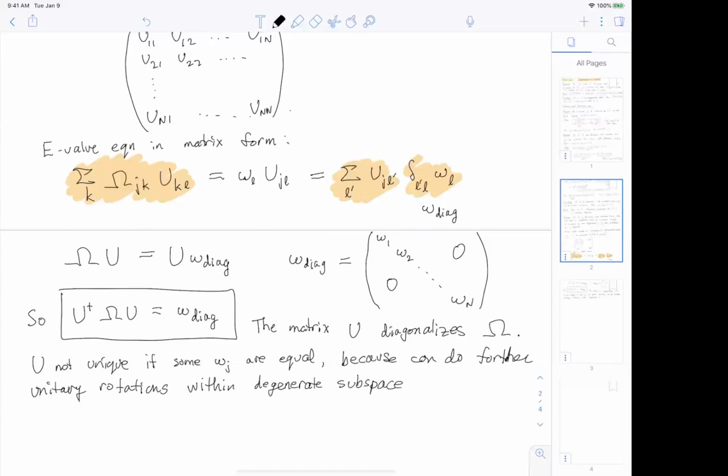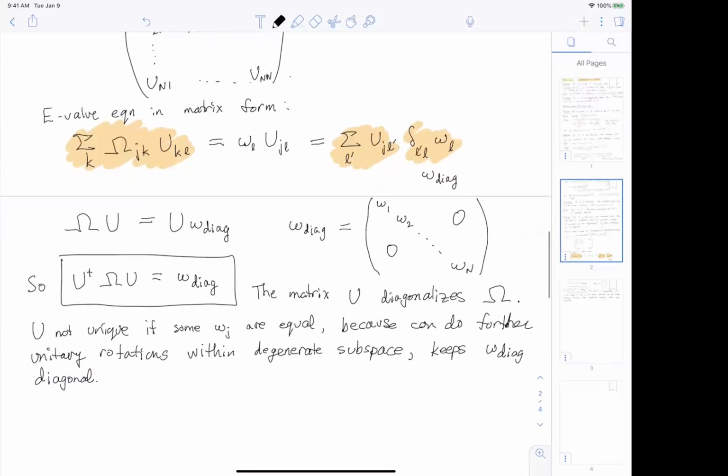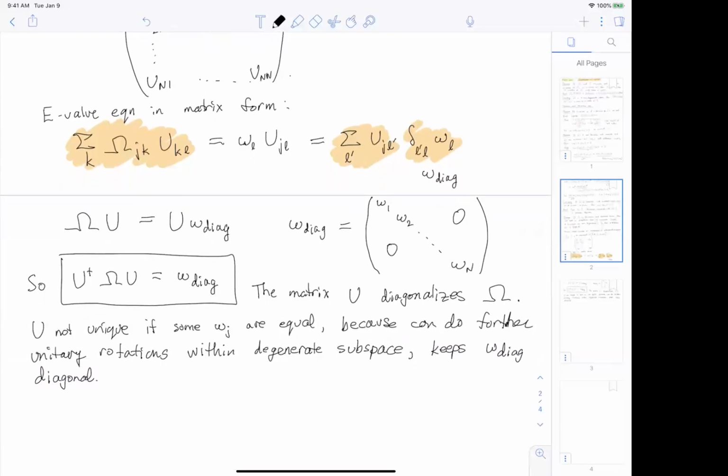So we'll do an example of that in a little bit. But when you do those further unitary rotations, it keeps omega diagonal, just because the basic reason for that is because those further unitary rotations are only acting on a subspace where omega diag is proportional to the identity matrix, and any unitary rotation will keep that fixed.